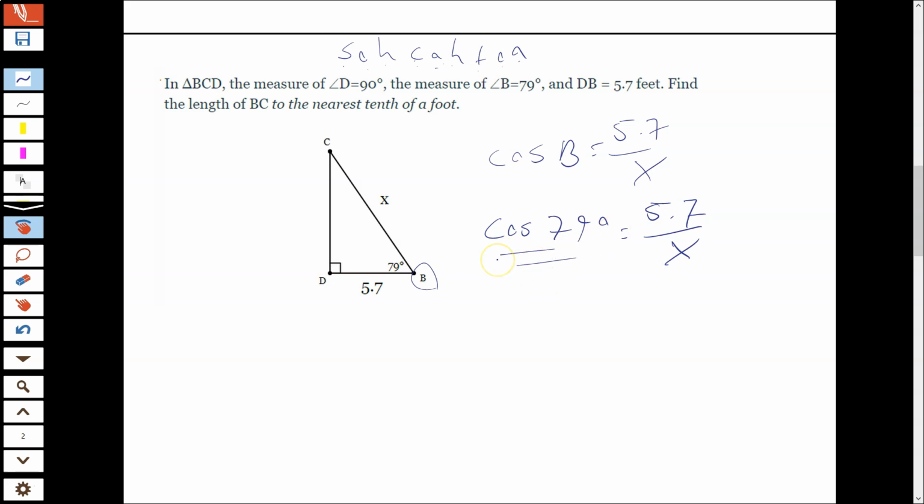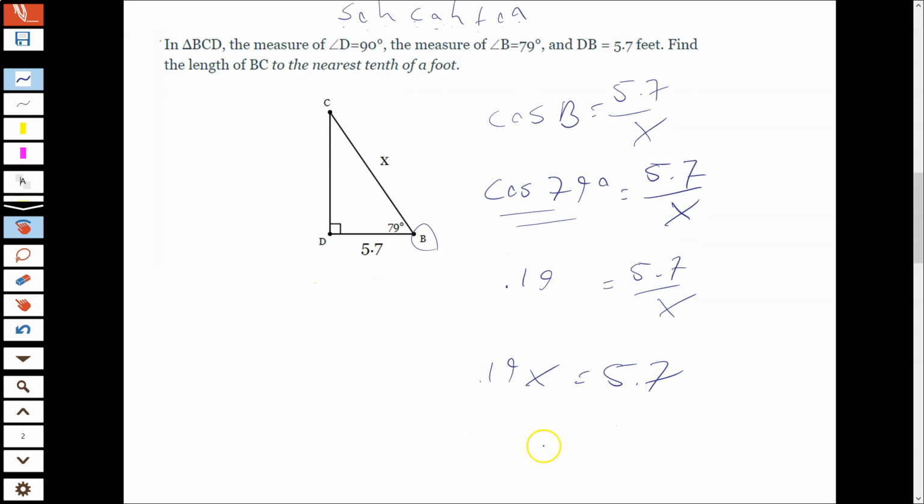So cosine of 79 degrees, you're going to get 0.19 and a bunch of decimals equals 5.7 over x. And then 0.19x equals 5.7. And then my result rounded to the nearest tenth is going to be x equals 29.9 feet, I believe. Okay, so there's your cosine example. Next we're going to do a tangent. Once you have them set up, the solution's always the same.